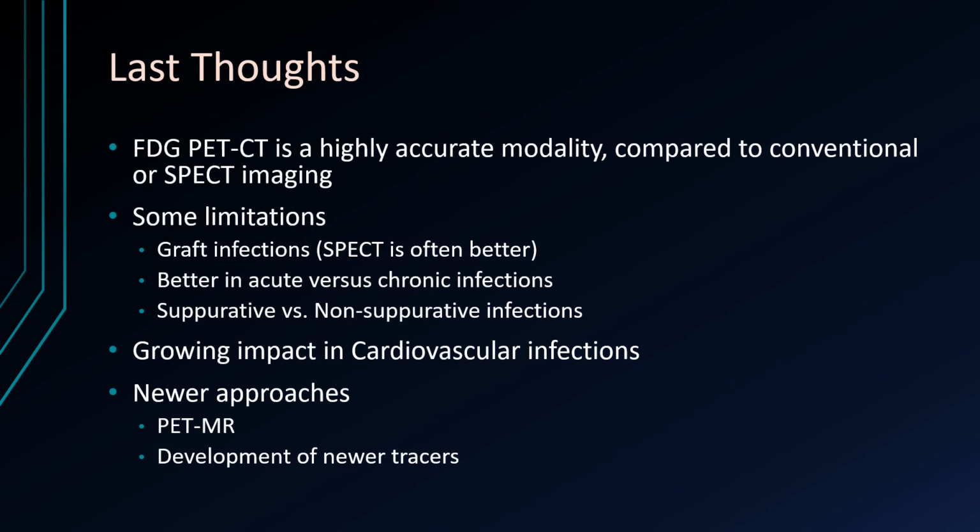So we know that FDG PET-CT is a highly accurate modality, and PET overall is more accurate compared to conventional SPECT imaging, but there are some limitations such as graft infections, and it is better in acute versus chronic infections and suppurative versus non-suppurative infections. That is true. In some cases, gallium could still be used. But like I said, there is gallium 68 citrate available in case FDG doesn't necessarily seem to work. Gallium 68 citrate is not currently FDA approved as yet. It is a tracer in development.